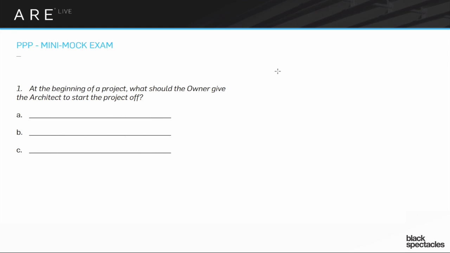Okay, with that as a little intro, why don't we just dive right in? So we're going to do 10 questions, and let's take a look at the first one. So the first one I have is, at the beginning of a project, what should the owner give the architect to start the project off?